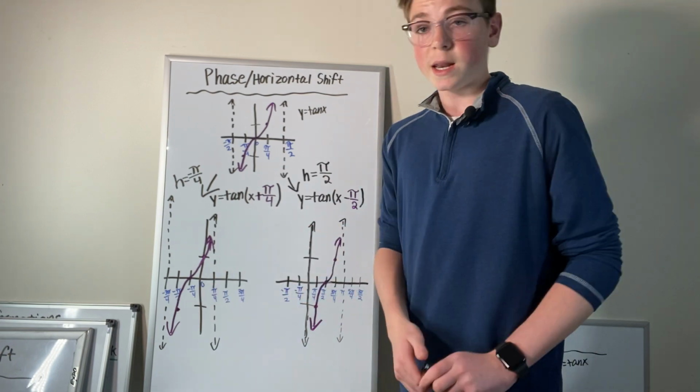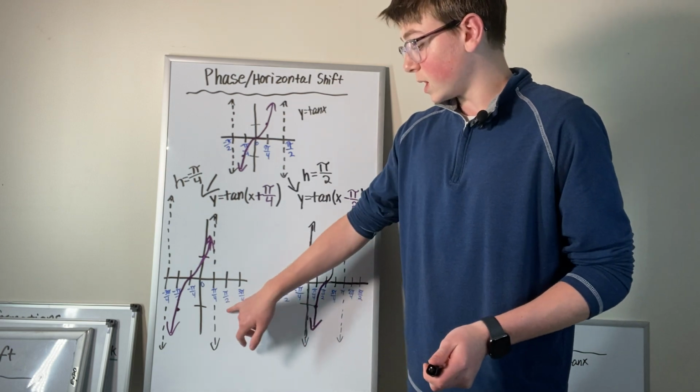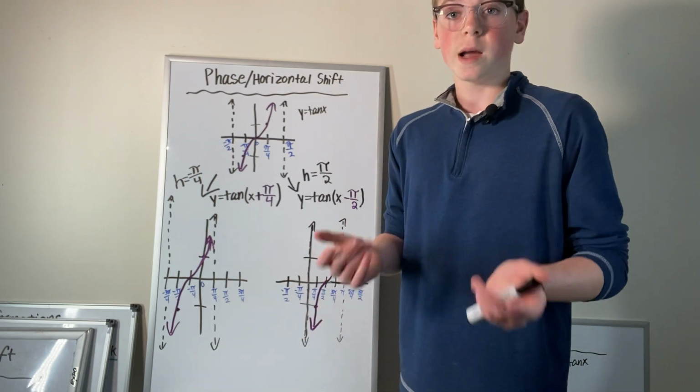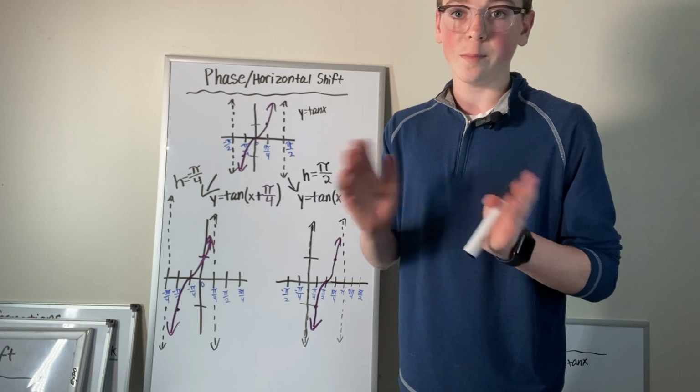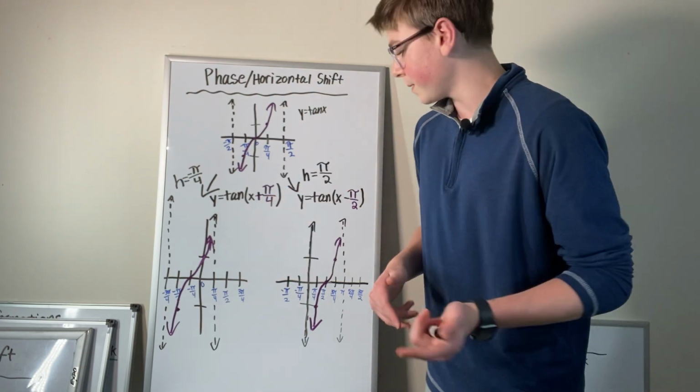Now the asymptote's not negative pi over 2, it's negative 3 pi over 4. And the asymptote's not just pi over 2, now it's pi over 4. We just shift every point pi over 4 to the left.